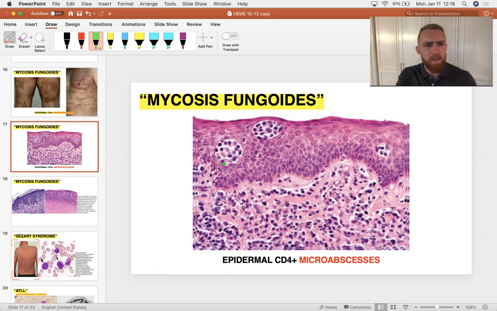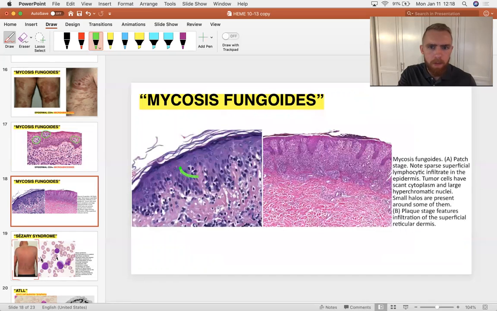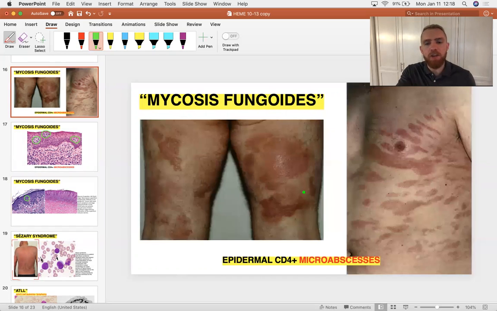And in both MF and in Sezary syndrome, the T cells like to form these little micro abscesses, just little bubbles of T cells holed up alongside one another. A couple other examples here. And so the T cells will cause an inflammatory state in the skin they're localized to, which will lead to epidermal agitation and eventually scaly red plaques.